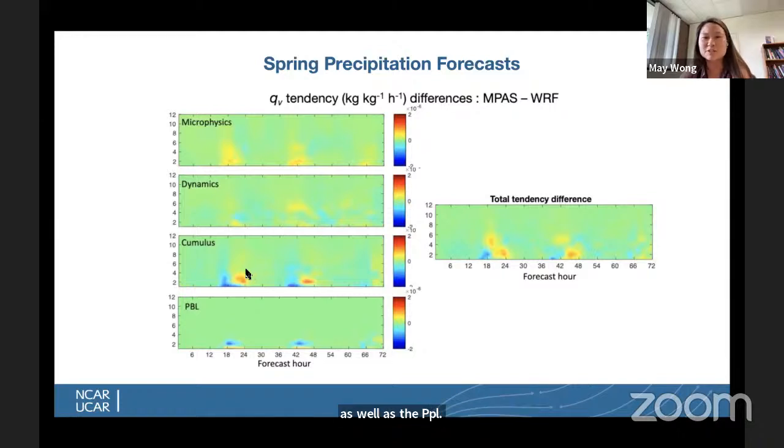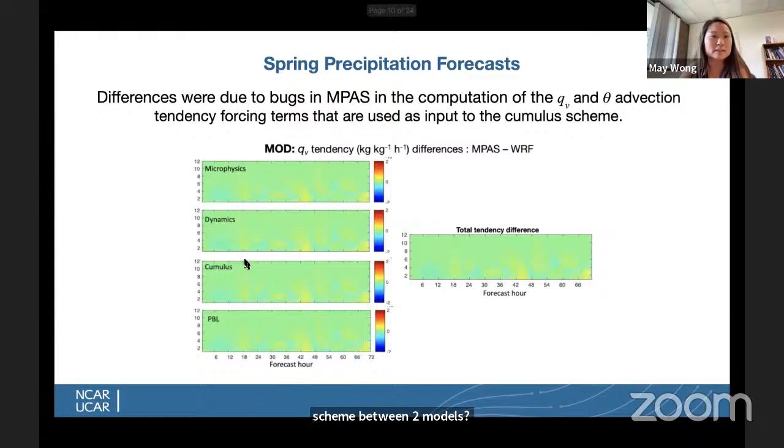Like, could there be differences in the code of the cumulus scheme between the two models? Well, it turns out they were indeed identical, as expected, but the differences were actually due to the input to the cumulus scheme. We found bugs in MPAS in the computation of the QV and theta advection tendency forcing terms that are being used as input in the cumulus scheme. And this is not just for the new Tiedtke, but it's also relevant for the Grell-Freitas scheme. And so with the modification that we made, you can see that these differences essentially are much more reduced.